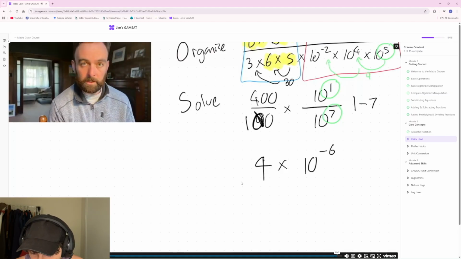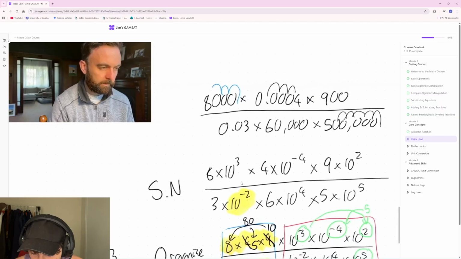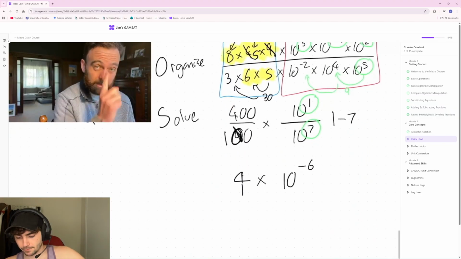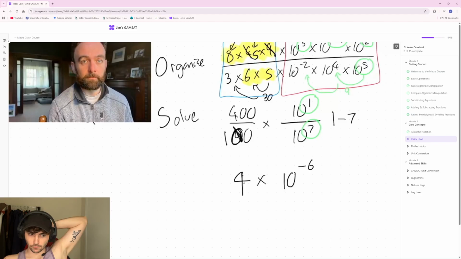So this final answer would be 4 times 10 to the negative 6. So I've gone from this very crazy looking sum of numbers to an answer, and you can probably do that in about a minute once you've practiced this a little bit.